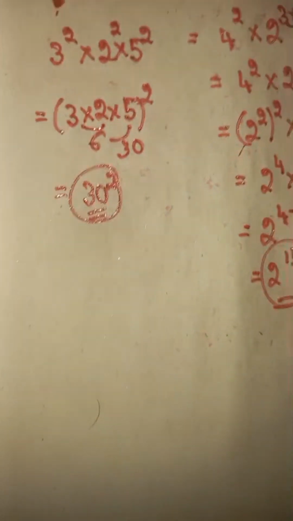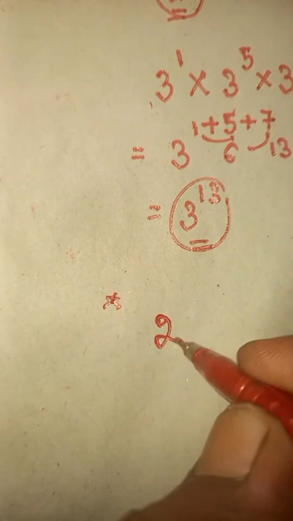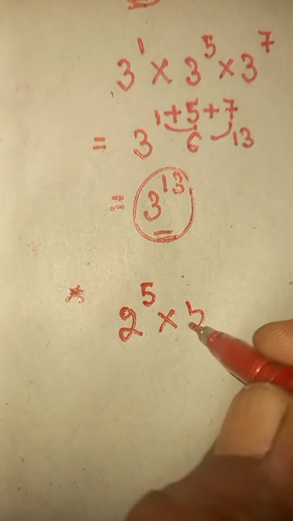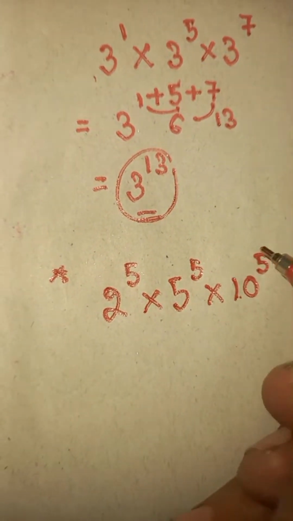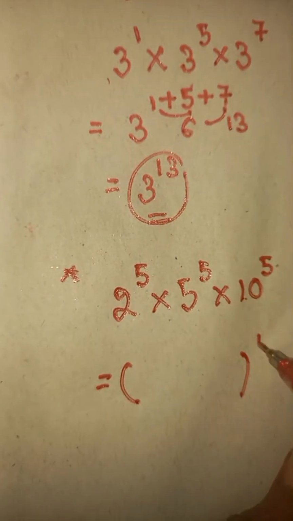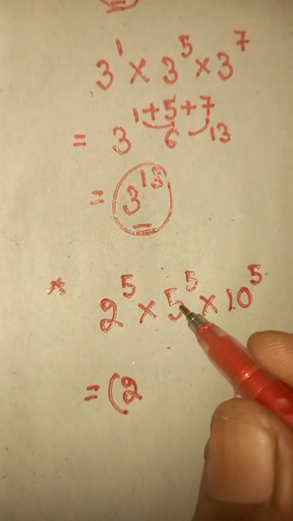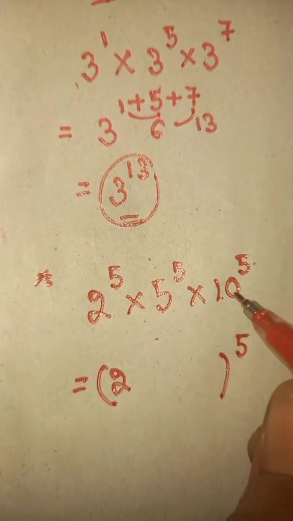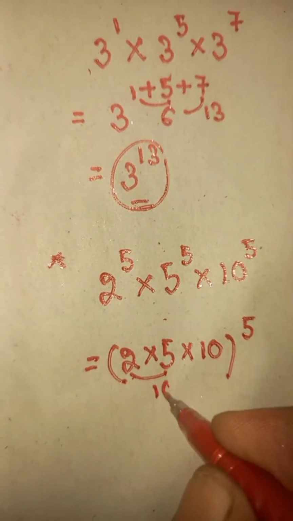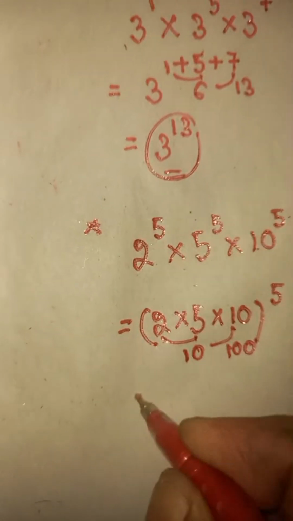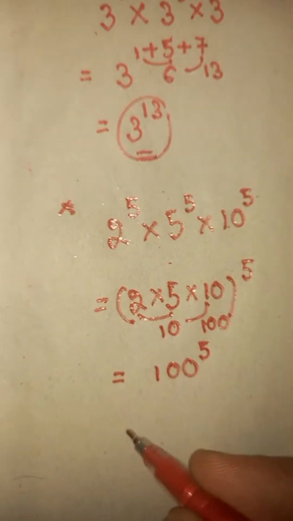Like this, they can give one more problem. Here they are giving 2 power of 5 times 5 power of 5 times 10 power of 5. In all of them, the power is 5. So you can take 5 as the common power. Then multiply the inside numbers, only the bases you need to write. 2 times 5 times 10. 2 times 5 is 10, 10 times 10 is 100. So this is going to become 100 power of 5.